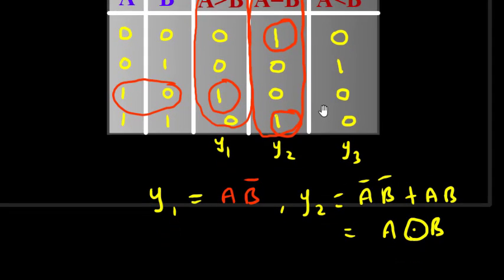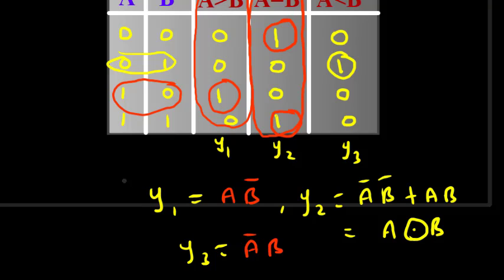Now the last one, y3. We get output 1 at this entry, and this is A bar B. So this is A bar B. So this is what we have.